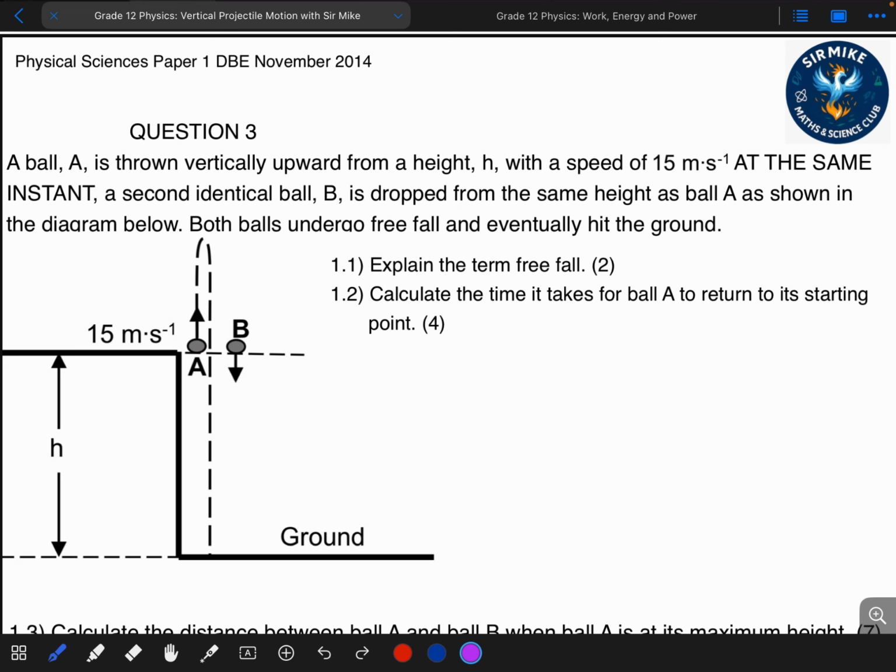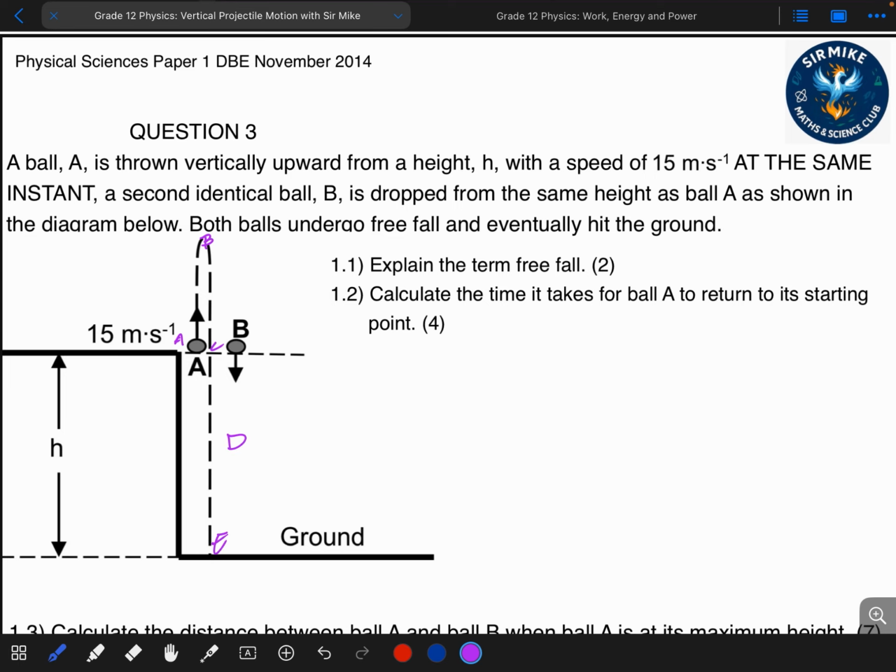So what I'm going to do, I'm just going to label my points. I'm going to label that as A. The starting point is point A. That would be point B. That would be point C when it returns at the same point. And I'm going to have another point there to be point D, and the ground to be point E.